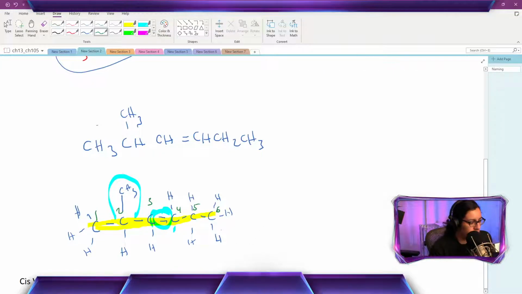So now we've counted our carbons. Let's name this. We have a methyl group on the 2 position. So that's going to be 2-methyl. And then we're going to put 3 to indicate where our double bond is. So 3-hexene.